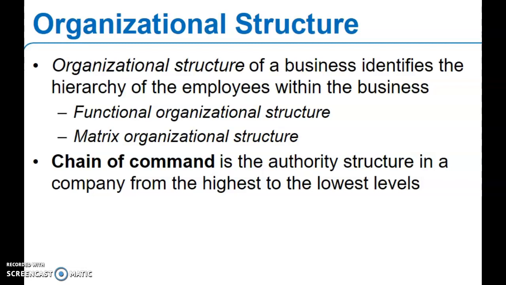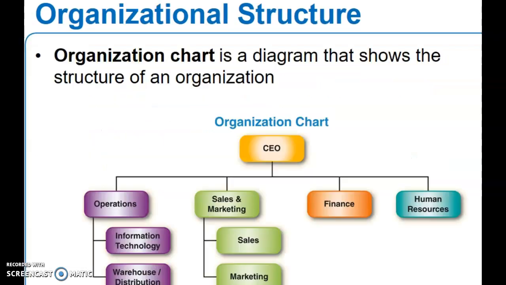Within the organizational structure, there must be clear understanding of who is leading the team, roles of team members, and how decisions are made. The chain of command is the authority structure in a company from the highest to the lowest level. It is also called the line of authority. Chain of command helps define decision-making responsibilities for team members.